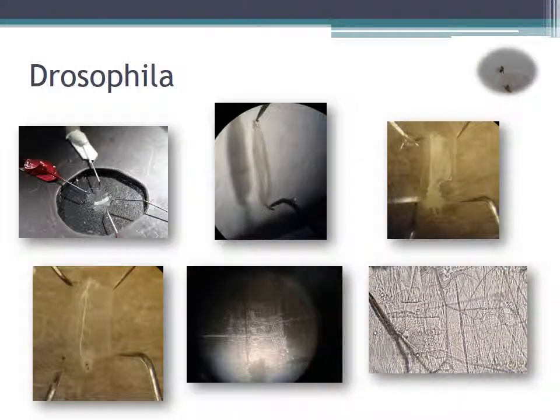On Drosophila, we didn't use the adult animals but the larvae, and we took third instar larvae and prepared them. We pinned them down first, which you see in the second picture. We did a dorsal dissection, and then you take out the intestines and look at the body wall, which you can see in the fourth picture. At the bottom of the picture, you can also see the CNS of the fly.